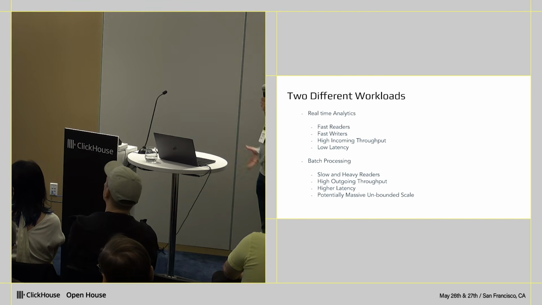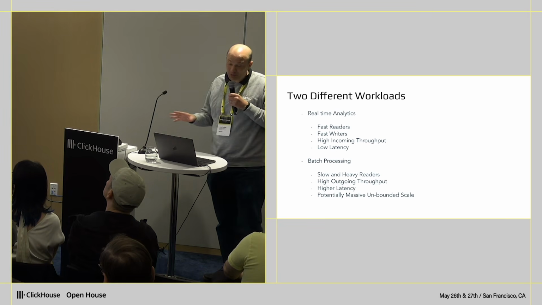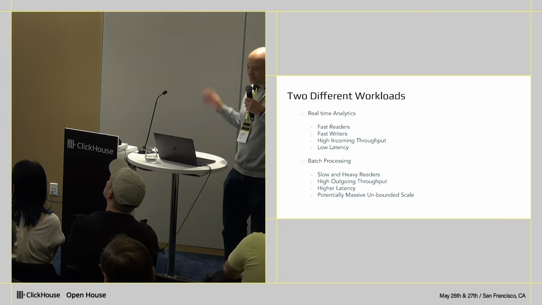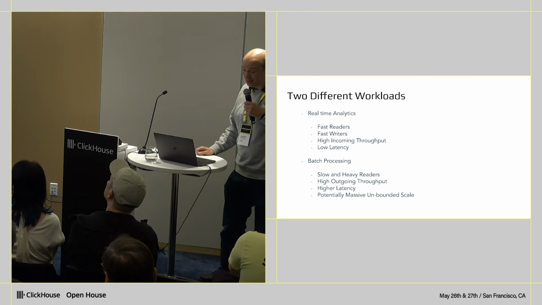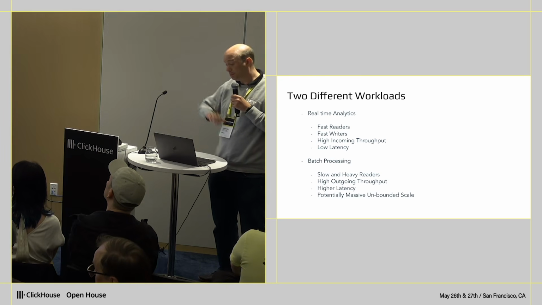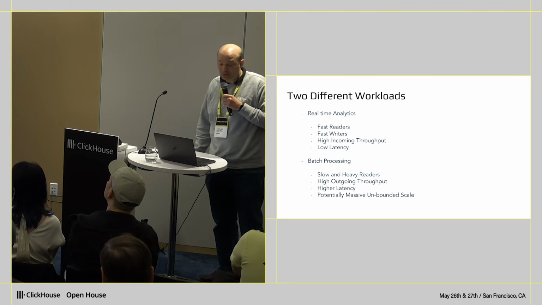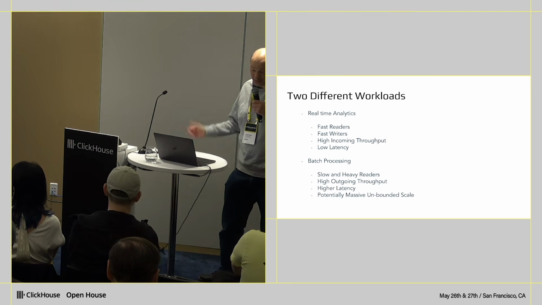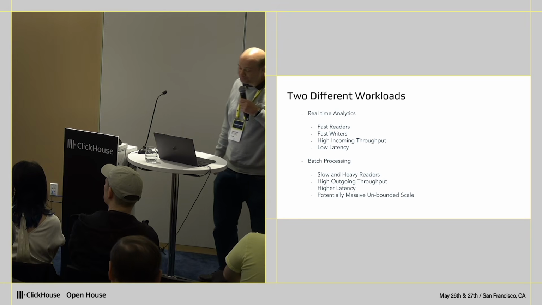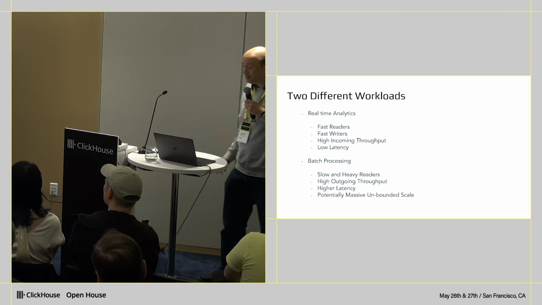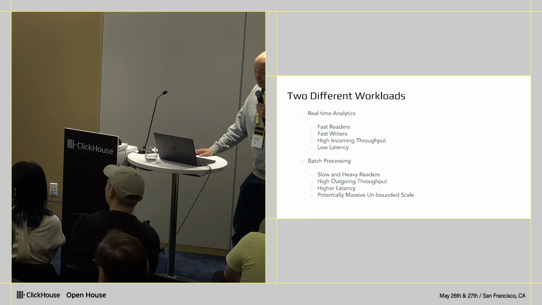We have the real-time analytics one, which is the textbook case for ClickHouse: fast readers, fast writers, high incoming throughput. I was talking about terabytes a day, hundreds of terabytes a day, with peaks at millions of rows per second, 10 million rows per second, and low latency. We want to achieve like 30-second P99. And at the same time, we want to do the batch processing.